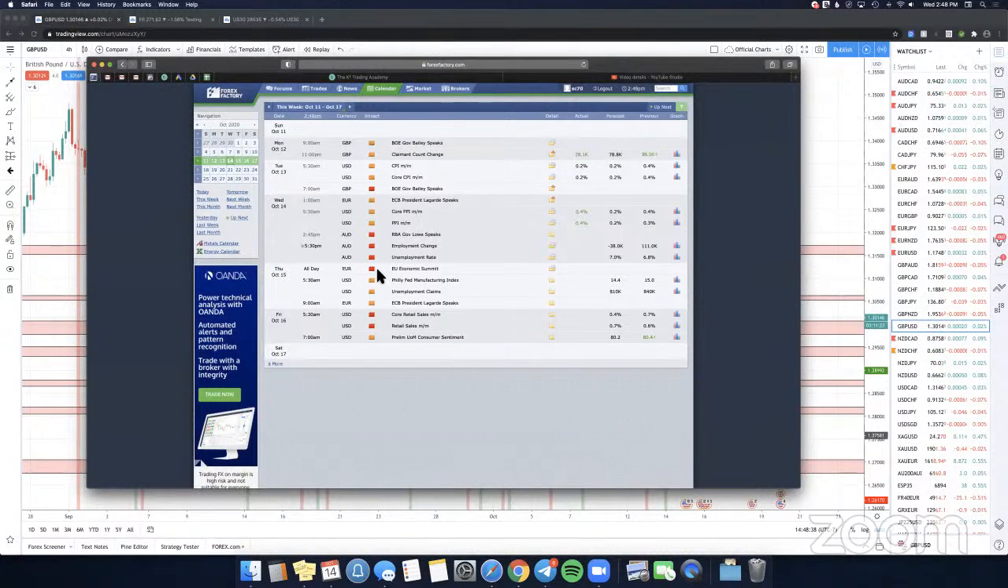Tomorrow they have the EU summit. We might not be trading much tomorrow. Unemployment claims, and then there's a lot of US news. Yeah, from today until Friday, there's a ton of US news. So we might not be trading very much for the rest of the week, just to be safe.